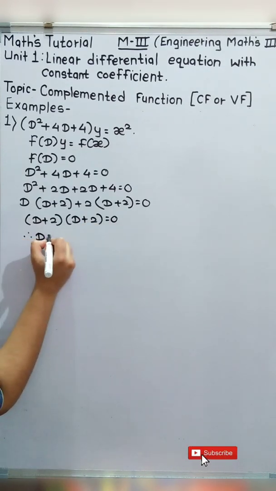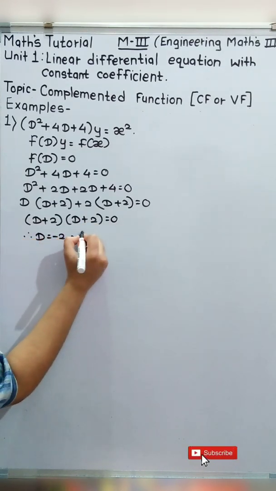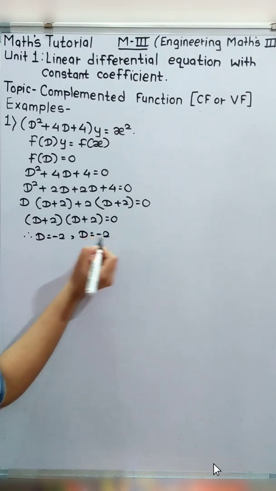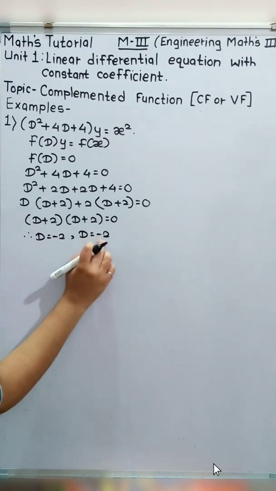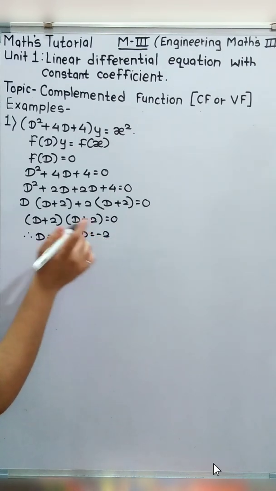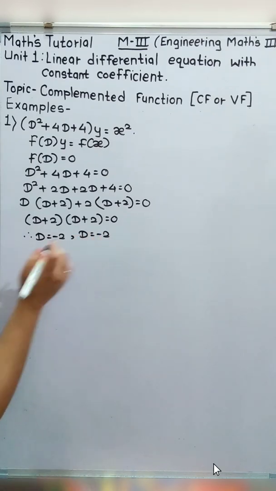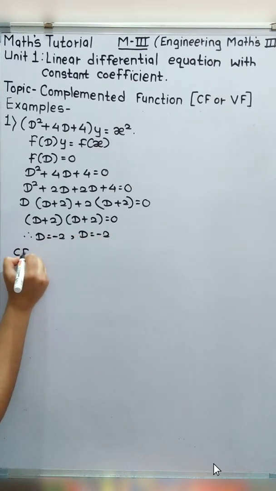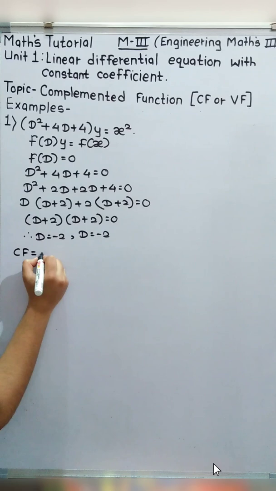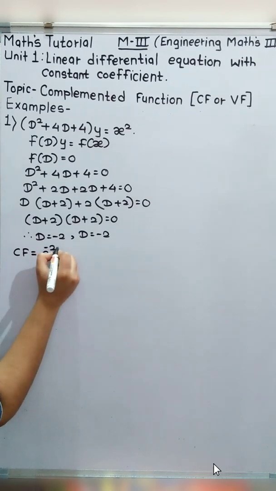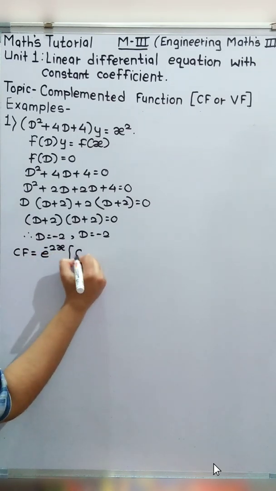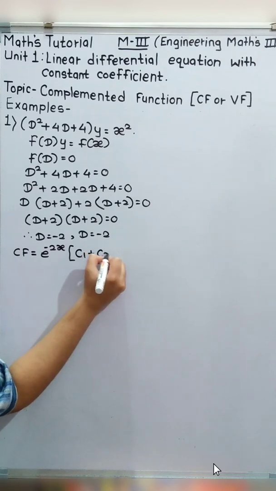Therefore D = -2 and D = -2. There are two roots, -2 and -2. The roots are the same, repeated and real. So our CF, the complementary function, is e^(-2x)(c1 + c2 x).